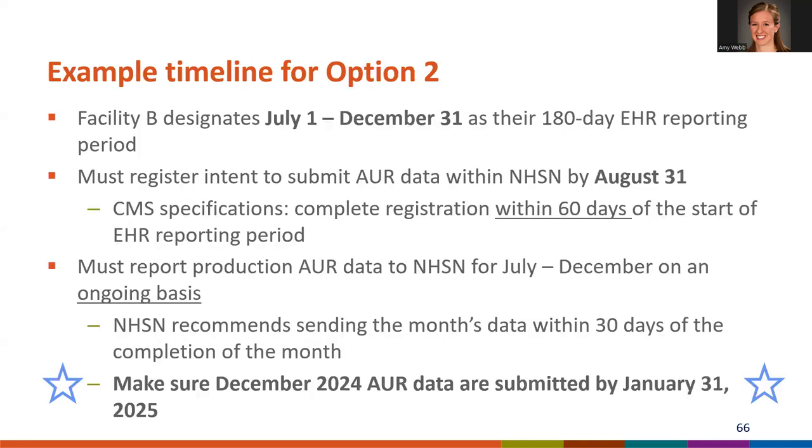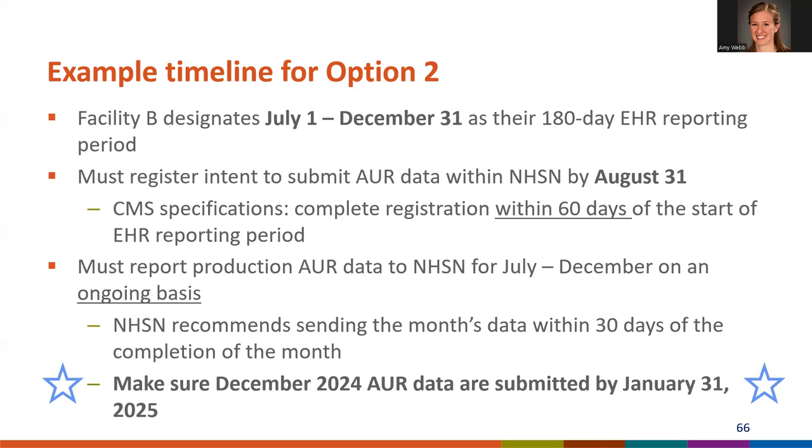So let's walk through an example timeline. Facility B designates July 1st through December 31st as their EHR reporting period. So they're going to register their intent within NHSN by August 31st at the latest. Again, that's within the 60 days of the start of their reporting period. Then they're going to report their production AUR data from July through December on an ongoing basis. NHSN recommends sending the month's data within 30 days following the completion of the month.